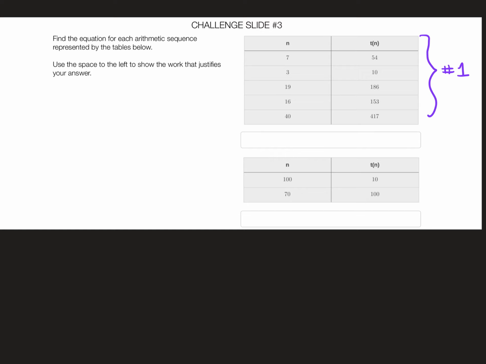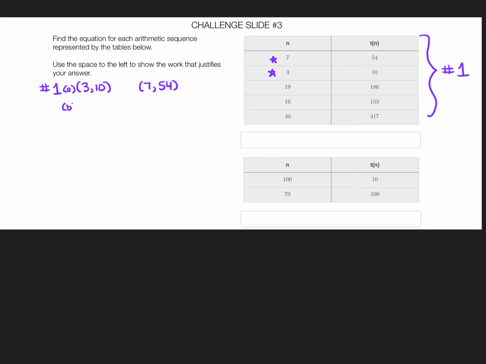So in order to do that, we need to know a couple of things. Remember our process before. We need to be able to write a couple of points as ordered pairs. So I'm going to pick the points with the smallest n values. So this is number one. We have the point (3, 10) and we have the point (7, 54). That's step one of that process.